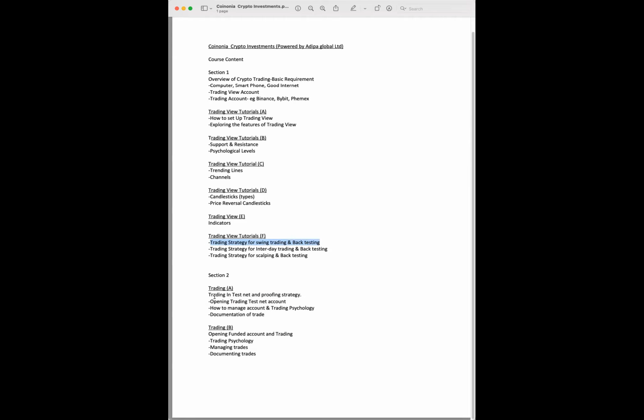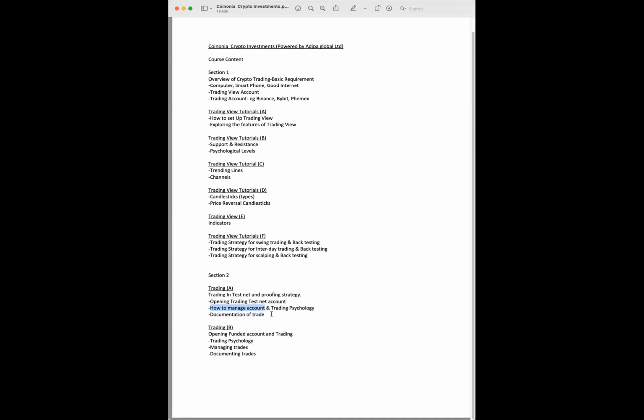How many wins did you have? How many losses did you make? If you won, why did you win? Did you follow the strategy to the T? If you lost, why did you lose? And what have you learned from that? How can you add that to your skills to be a better trader? So we do all those things in the testnet. Do you understand? So we'll open the trading testnets, and then the next thing is how to manage accounts.